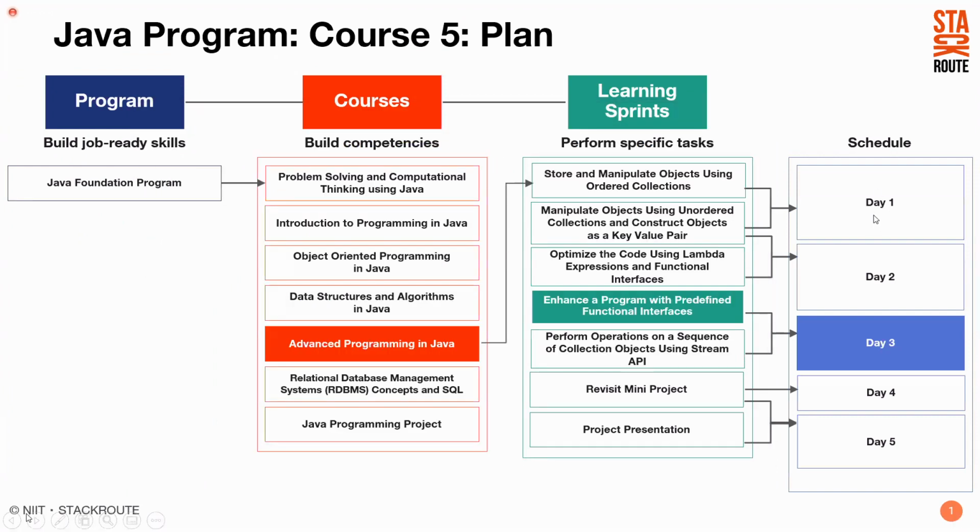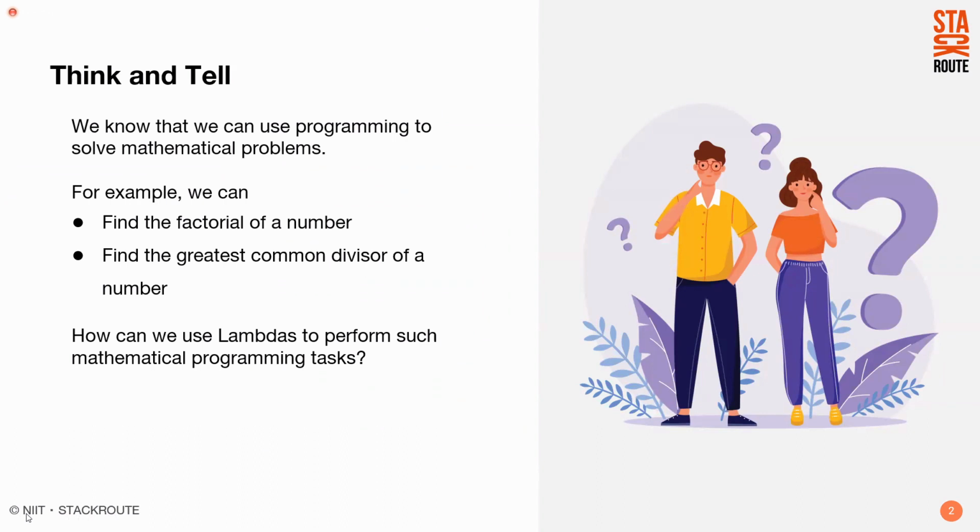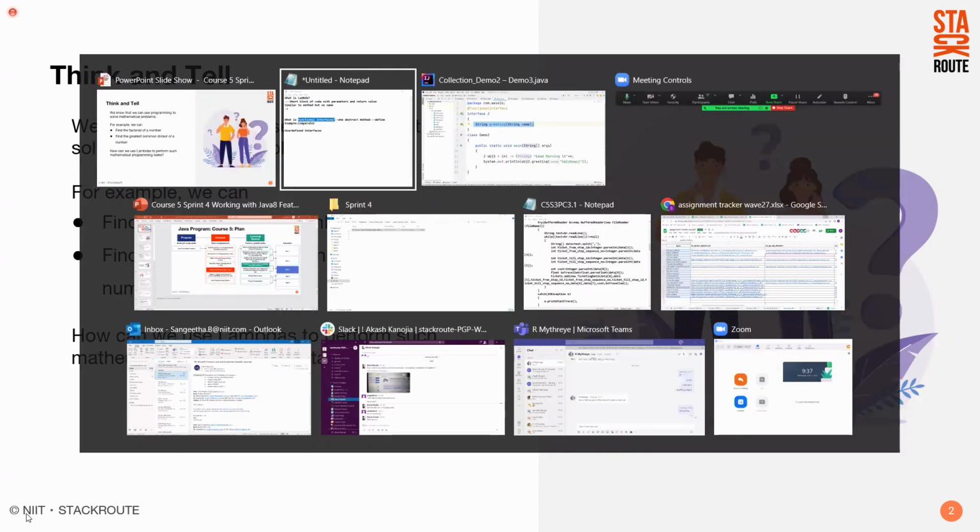All right. So today also we are going to continue with functional interface, but this is not a user-defined interface. It is predefined, already there in the Java library. We know that we can use programming to solve various mathematical problems: factorial, greatest common divisor. Can I use Lambda for this factorial? We will do factorial inside a method. Can I define a function with which we can crack this factorial program?